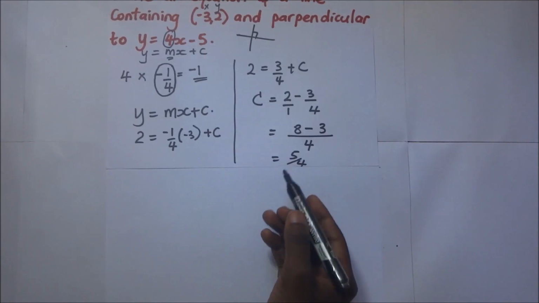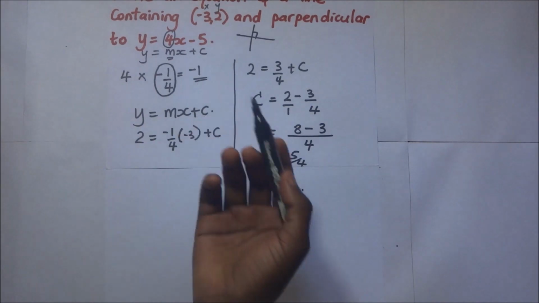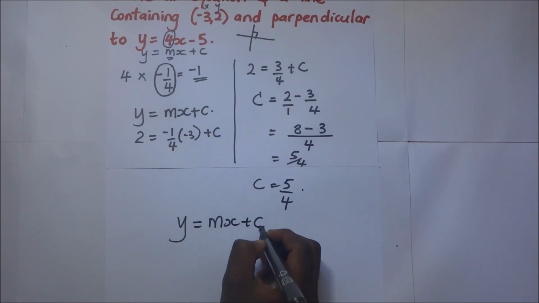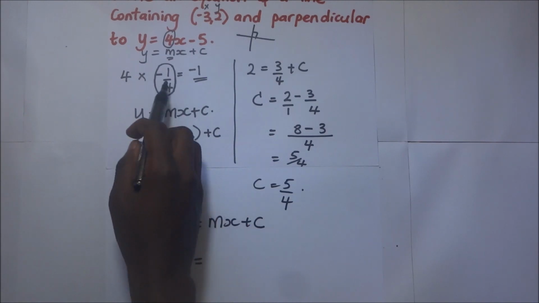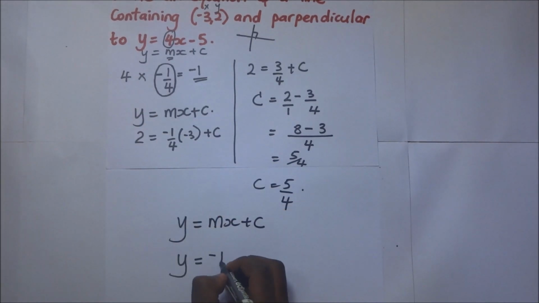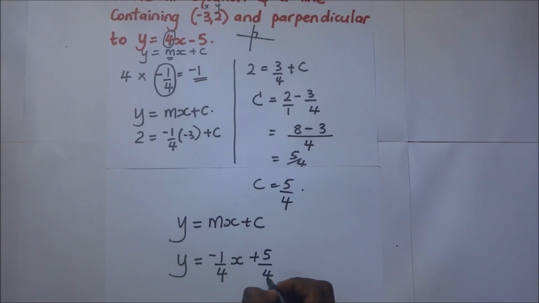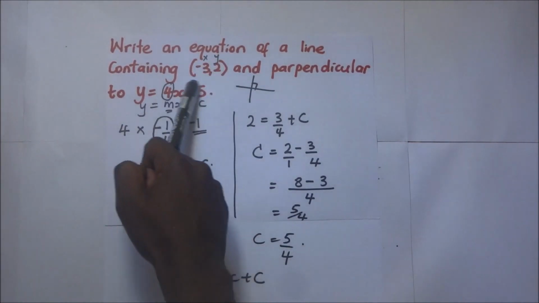Now that we've got our value of c as 5/4, we can go ahead and find the equation of that line. We know that the equation of the line is y equals mx plus c. So y is going to be equal to our value of m, the gradient, which we got as -1/4, so it's -1/4 x plus the y-intercept c, which is plus 5/4. And this right here is the equation of the line that contains (-3, 2) and is perpendicular to this.